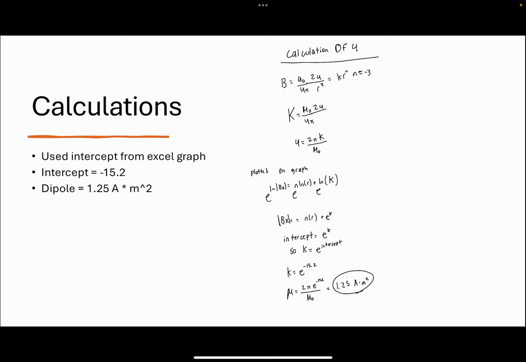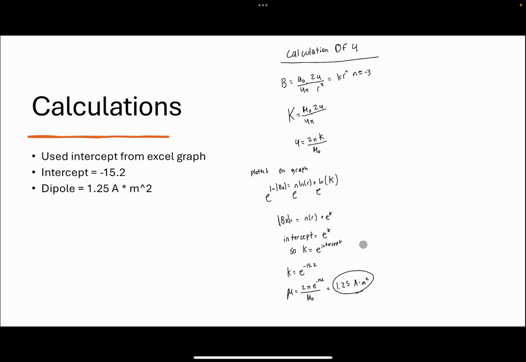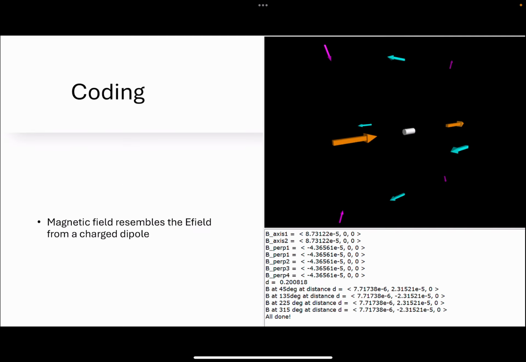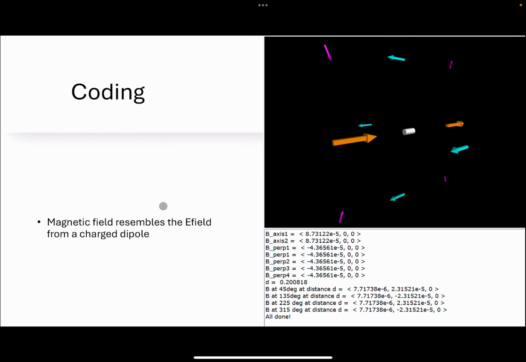I'm not going to get into all of this, but we basically used the intercept from the Excel graph, which was negative 15.2, plugged it into our model that we see right here. And we get that the dipole is 1.25 amps per meter squared. So we plugged our full equation, which is this right here, into the coding at different observation locations and calculated the magnetic field. And as we see here, all these different arrows and the magnitudes of the arrows resemble a dipole.